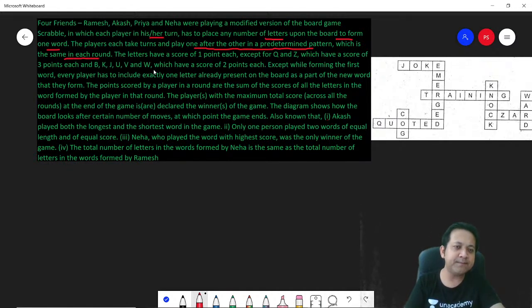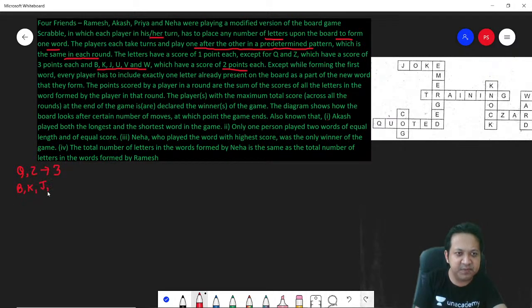Fine. The letters have a score of 1 point each, except for Q and Z, which have a score of 3 points. So let's write down the letters. Anytime you use the letters Q and Z while forming words, you get 3 points. And B, K, J, U, V, and W have a score of 2 points each. So if you use the letters B, K, J, U, V, W, you get 2 points each time.